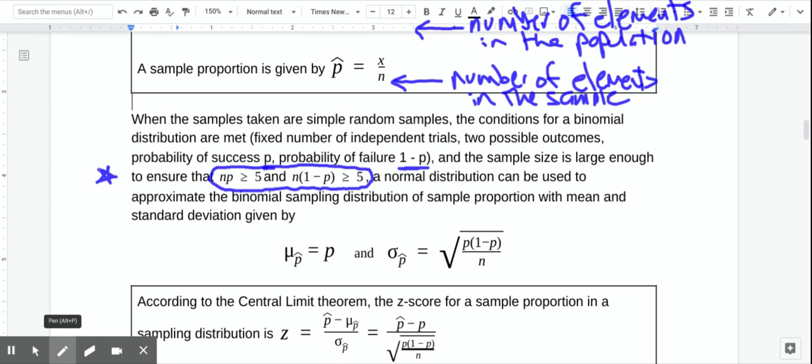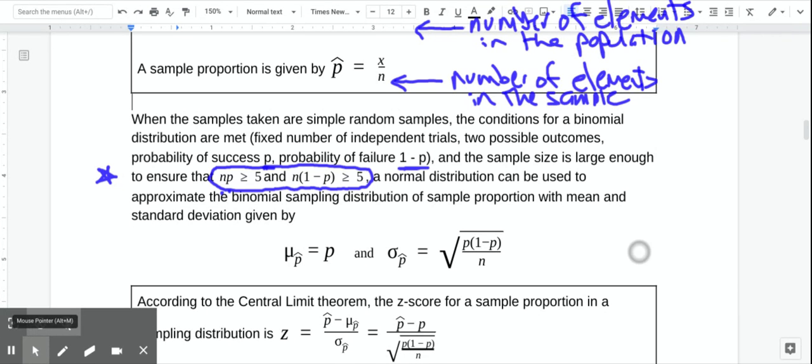There may be some problems on your homework that ask, like, is this sample size large enough? And so to see that, you have to do n times p. That has to be greater than or equal to 5. And then n times 1 minus p also has to be greater than or equal to 5. So if all of those conditions are met, we can use the central limit theorem. And mu of p hat is going to be equal to p, just like mu of x bar was equal to mu. And then sigma of p hat, the standard deviation, is going to get smaller. And we have an adjusted formula for that, which is the square root of p times 1 minus p over n.